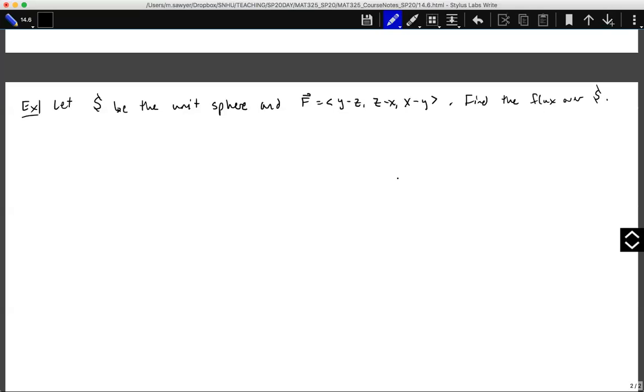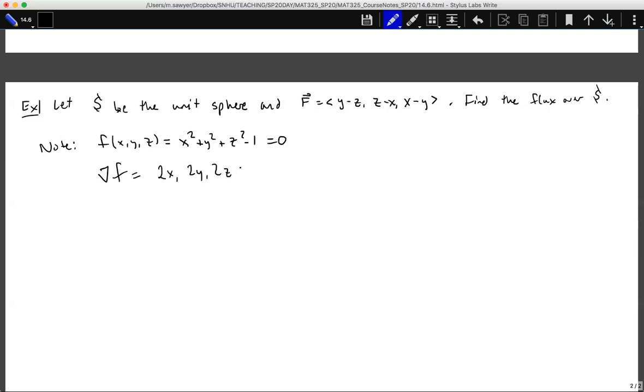Let's do another example where S is a unit sphere and F is the vector field (y minus z, z minus x, x minus y). We're finding the flux over S. So we could parameterize the surface, but let's also note that we can describe our unit sphere as a function f of x, y, and z equals x squared plus y squared plus z squared minus 1 equals 0. Our unit sphere is x squared plus y squared plus z squared equals 1. So the gradient of f is equal to (2x, 2y, 2z). And recalling from earlier in the semester, the normal vector is the gradient of f divided by the magnitude of that vector.